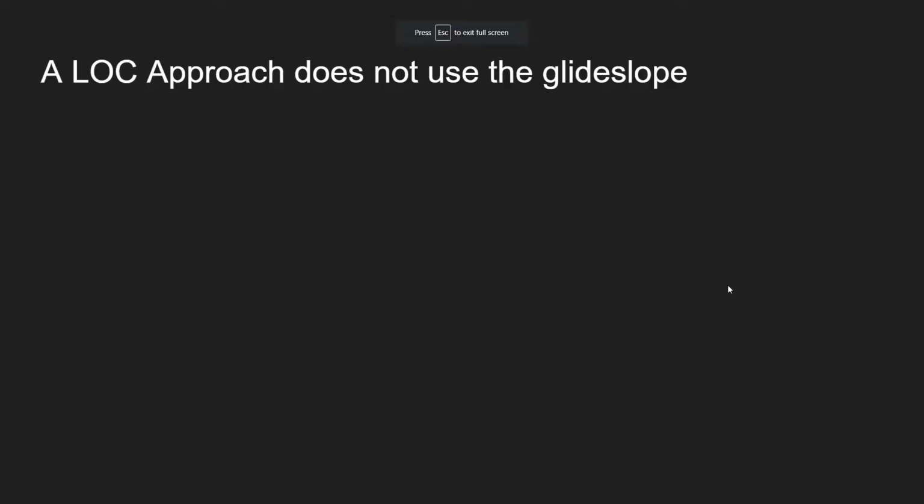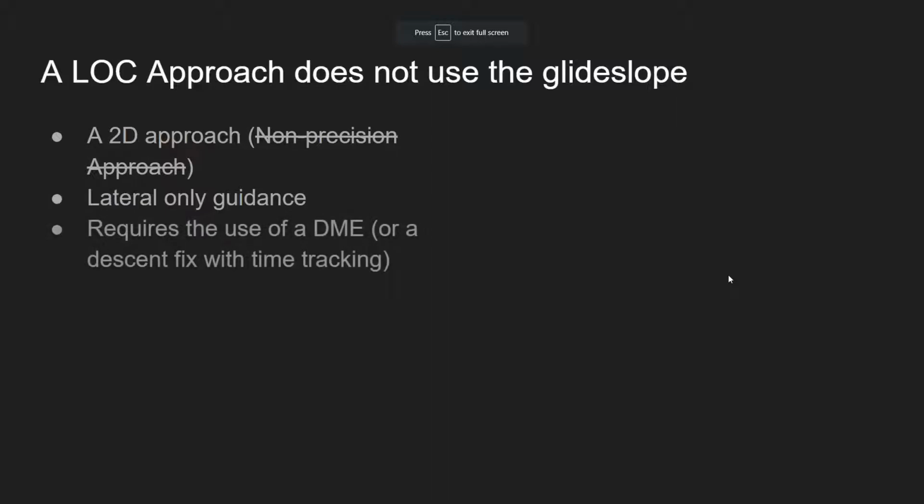So lateral only guidance requires the use of a DME, or there's also the descent fix with time tracking. For example, in Kalmar, the VOR and NDB approach can be done without a DME by using a timer. Once you're over the locator, the NDB, you start a timer, and after a certain amount of time you see the runway or not. There are a bunch of different ways of doing it. Nowadays, most of these approaches use a DME.